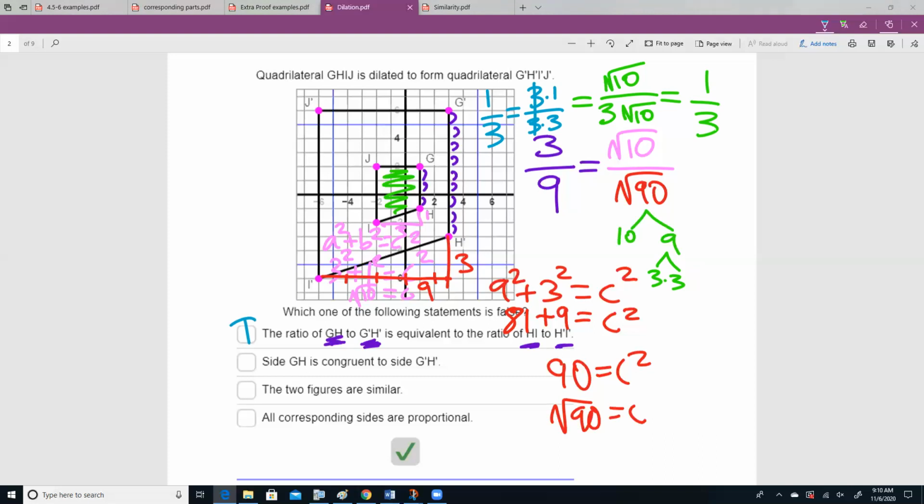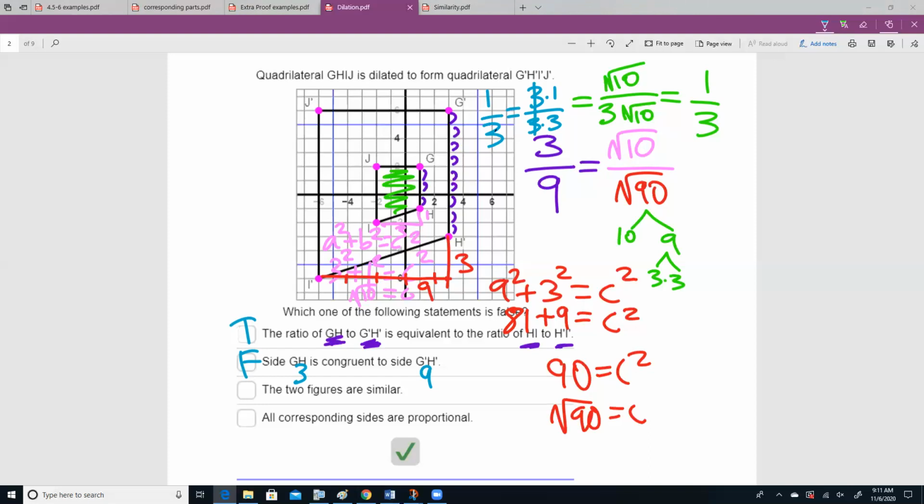But remember that whenever we have a dilation, we have similar figures, and therefore the ratio of their sides is equal. Now this one, it says side GH is congruent to side G prime H prime. Now that we know is false because we've already proven that GH is 3 long and G prime H prime is 9 long. And is 3 congruent to 9? No, it is not. That's our false guy.